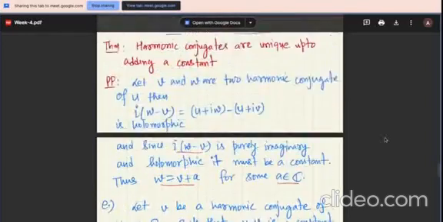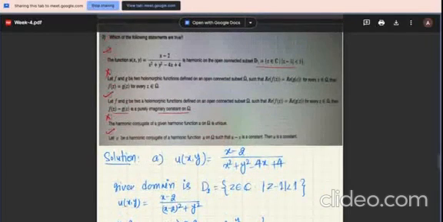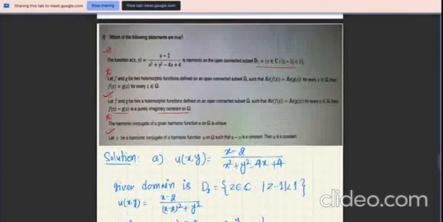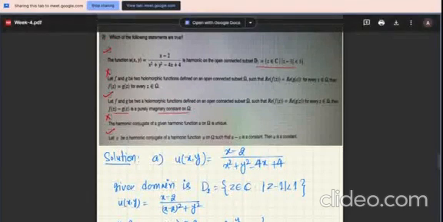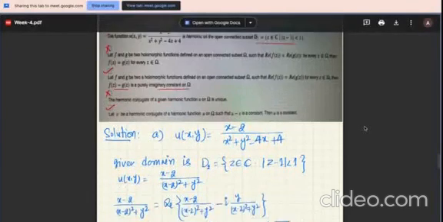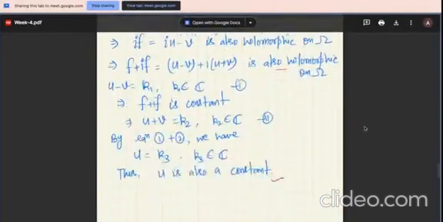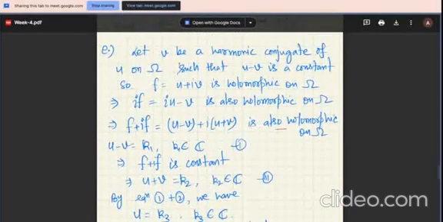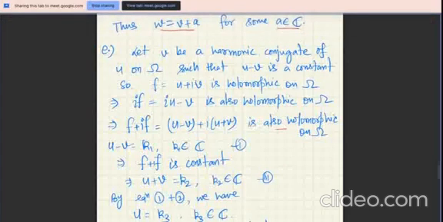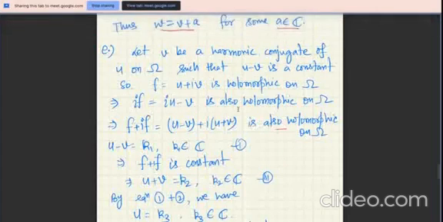Okay, so what is the next option? Let v be a harmonic conjugate of a harmonic function u on omega such that u minus v is constant. Then it is asking whether u is constant or not. So let v be a harmonic conjugate of u on omega such that u minus v is constant. So f is equal to u plus iv is holomorphic on omega, and i f is again also holomorphic on omega.